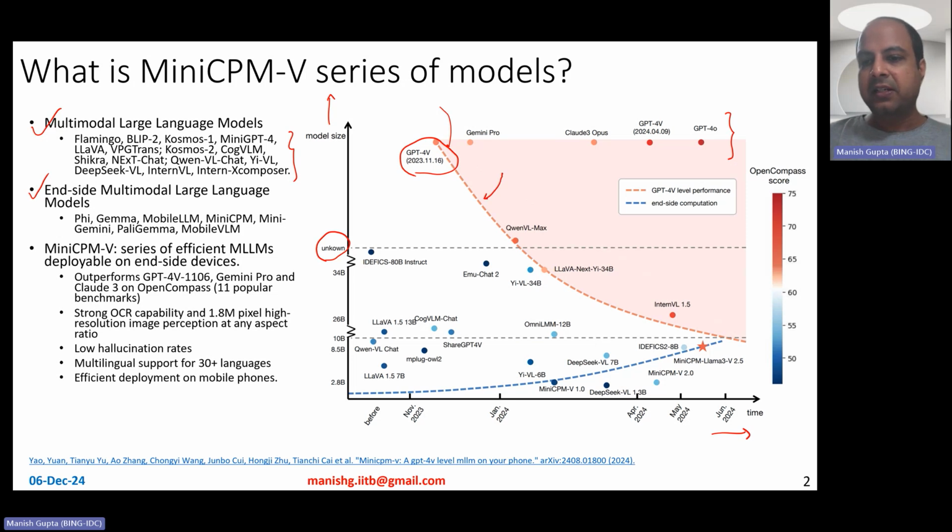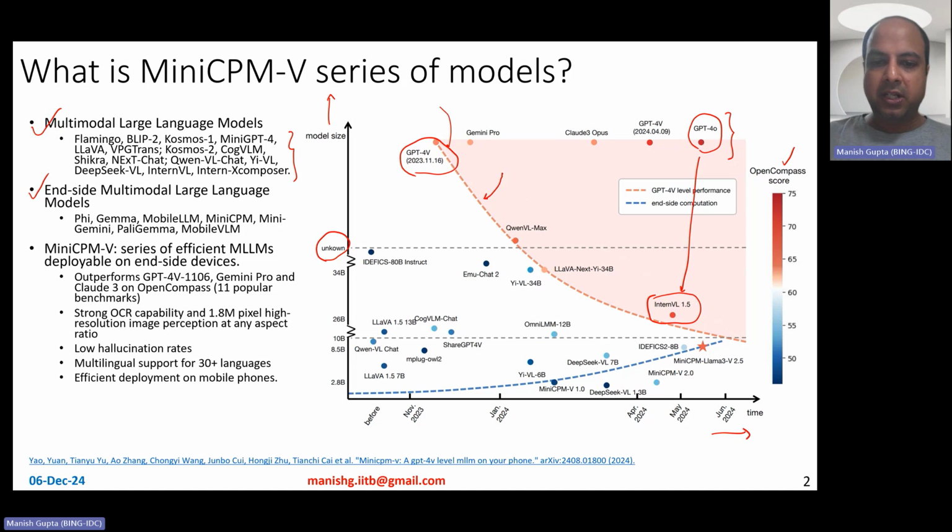For example, InternVL 1.5 is about 26 billion parameters in size and performs really well. By the way, the color tells you about the OpenCompass score. OpenCompass is a combination of 11 popular multimodal benchmarks. The red color tells you that it performs really well. So of course, GPT-4o performs really, really well, but InternVL 1.5 is not too bad.